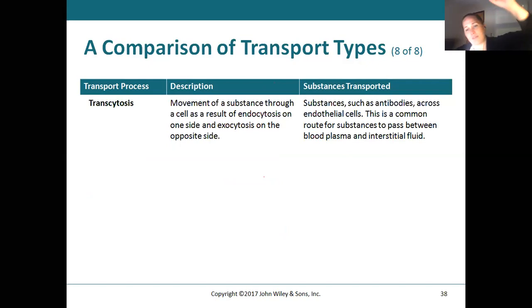Transcytosis is when you have something that's brought into the cell on one side, travels all the way through, and gets released onto the other side. So antibodies that cross endothelial cells is an example. And this is just a common route for substances between blood plasma and interstitial fluid. So you're moving from one side to the other using transcytosis.